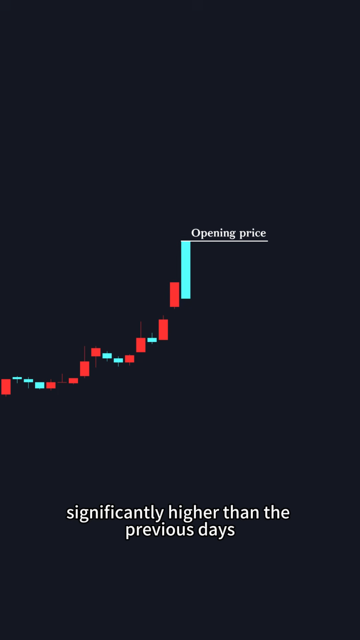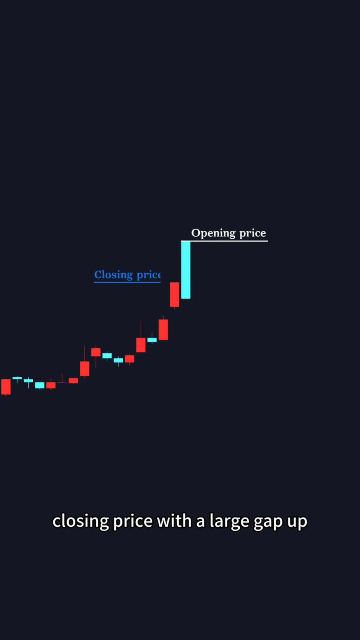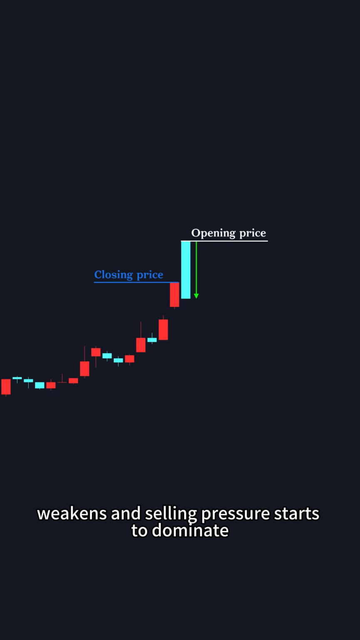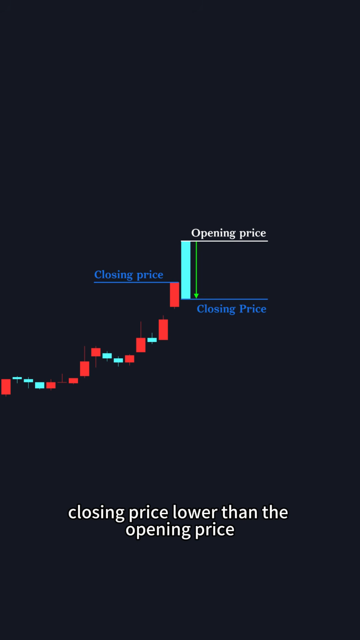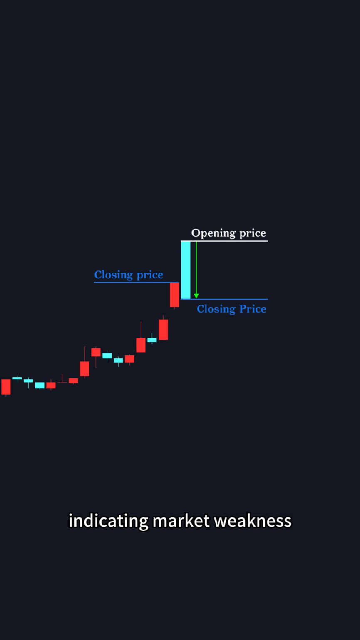The opening price is significantly higher than the previous day's closing price, with a large gap up. Gradual decline during the session, where buying pressure weakens and selling pressure starts to dominate. Closing price lower than the opening price, forming a reversal pattern, indicating market weakness.